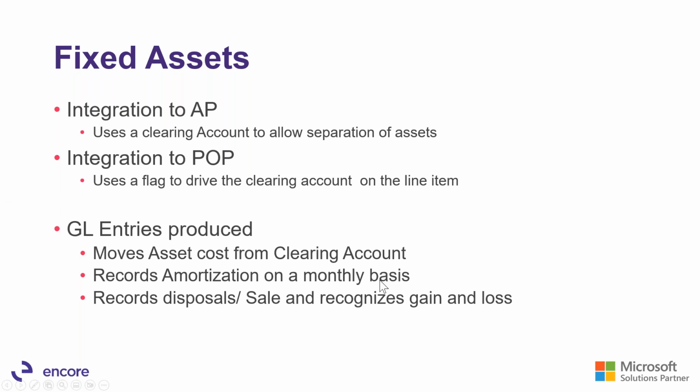I'm also going to show you some of the journal entries that come out of this. Basically, it does 3 separate journal entries. One entry is for the purchase of the asset. When we purchase it with AP, we're debiting fixed asset clearing and crediting accounts payable.